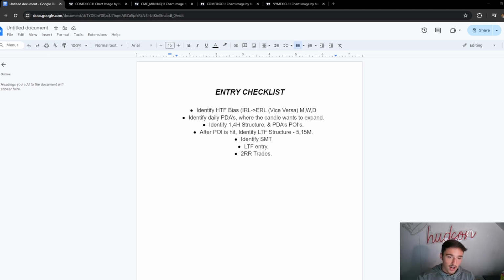After I do that, I identify every single day the daily PD arrays, internal to external liquidity. Where are we drawing to? Where are we delivering from? So where is that daily candle wanting to expand? If I can't identify where that daily candle wants to go, I don't take a trade.